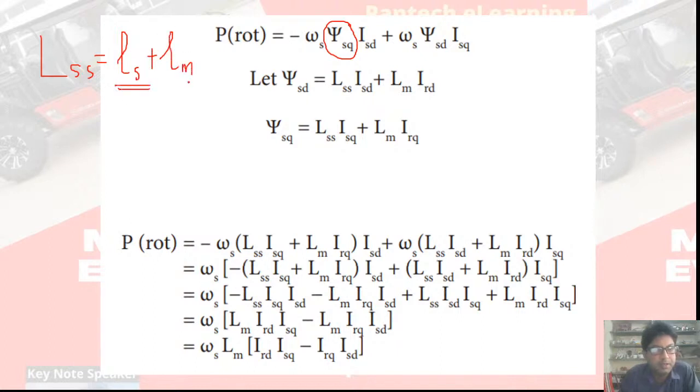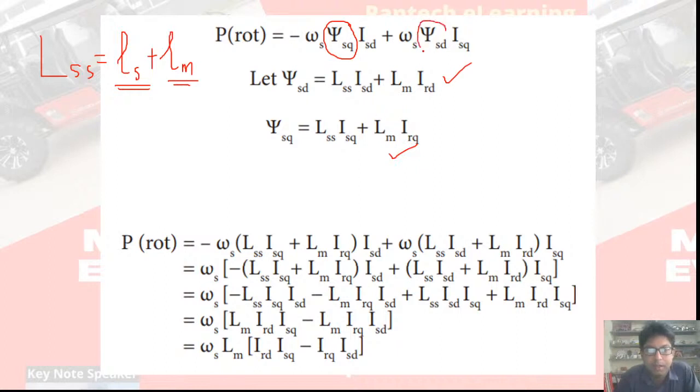Stator self inductance plus the mutual inductance, which is coming from the rotor side. So psi SD is equal to LSS ISD plus LM IRD, because it is coming from the rotor side. Similarly, psi SQ is equal to LSS ISQ and LM IRQ. This is the mutual part coming from the rotor side, R, rotor quadrature axis.